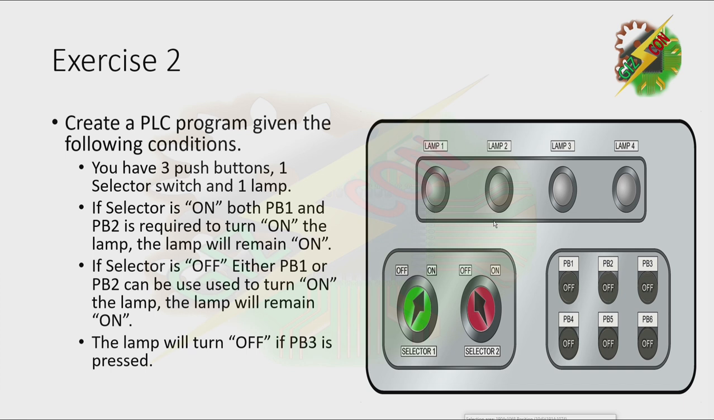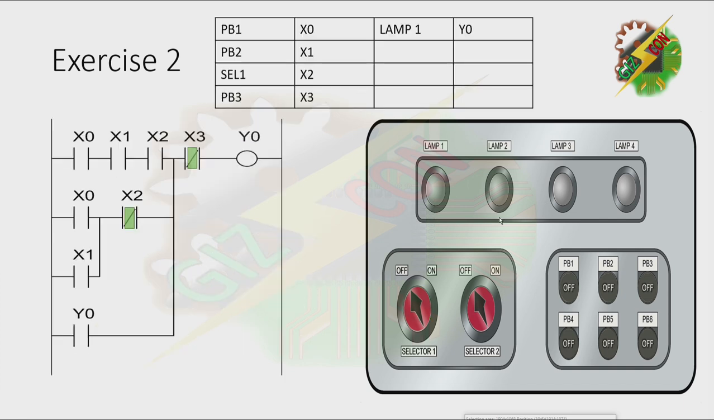Okay, let's continue. Now, this is my answer to this problem. Now, the selector switch is off. When we press PB1, lamp will turn on. When we press PB3, lamp will turn off. When we press PB2, lamp will turn on again. When we press PB3 again, lamp will turn off again.